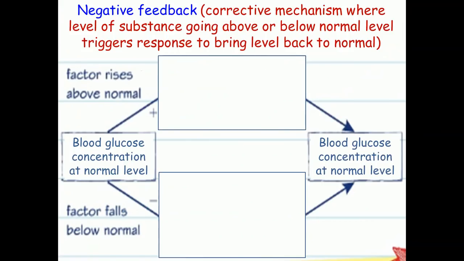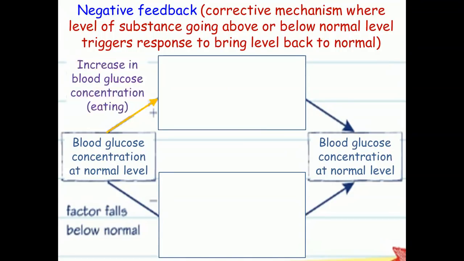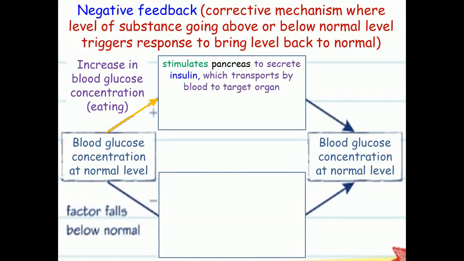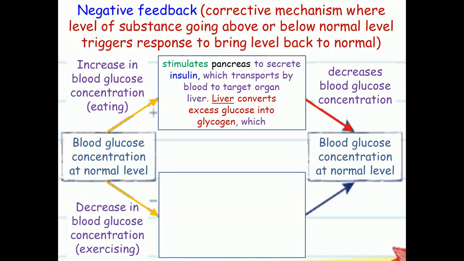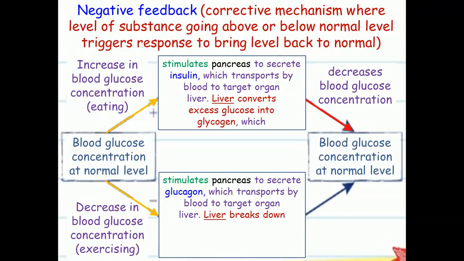So blood glucose concentration at a normal level, when it increases due to eating, stimulates the pancreas to secrete insulin, which is transported by blood to target organ liver, and the liver then converts excess glucose into glycogen, which decreases blood glucose concentration. And when the blood glucose concentration decreases, say after exercising, it stimulates the pancreas to secrete glucagon, which is transported by blood to target organ liver, and the liver breaks down the stored glycogen into glucose that is released into the blood, and this increases the blood glucose concentration.